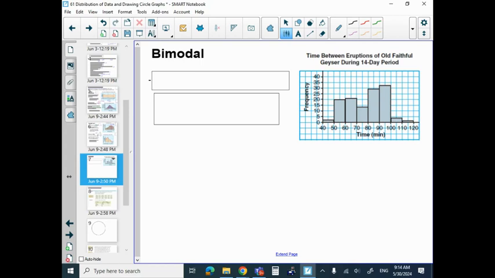Time of eruptions. Yeah, so with Old Faithful, there's like two common times, but you know, it varies a little bit. Even though it's Old Faithful, it's not always the exact time that it erupts, but there's two times during the day. So that's one example of a bimodal.